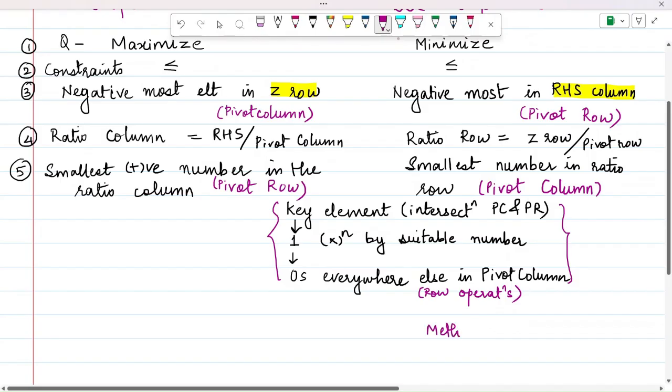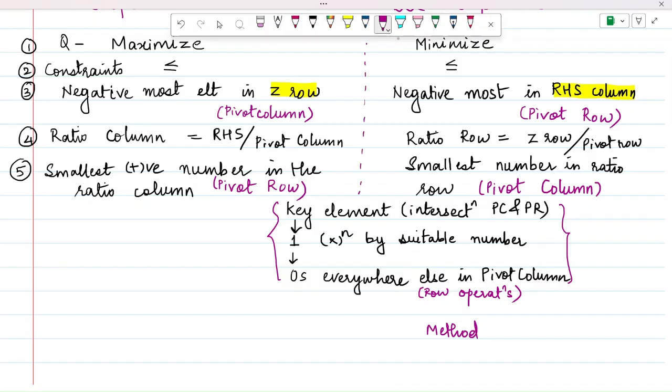This method fails. Let me draw the divider. So the method fails if the z row is positive. So if all elements of the z row are positive, the method does not work. Okay, so that's a small gist of this. We'll understand this better with the help of these sums.